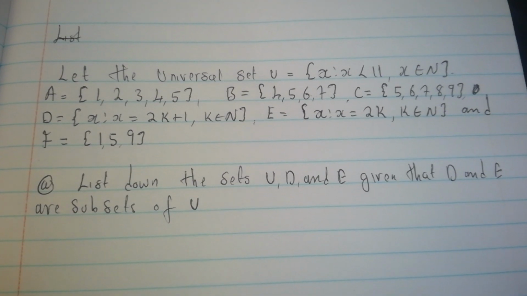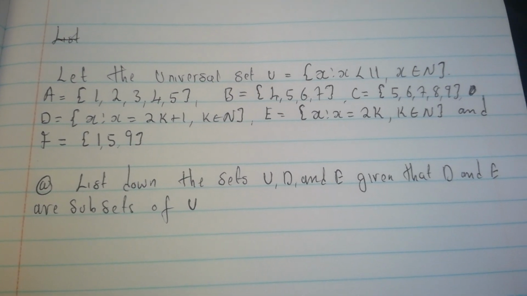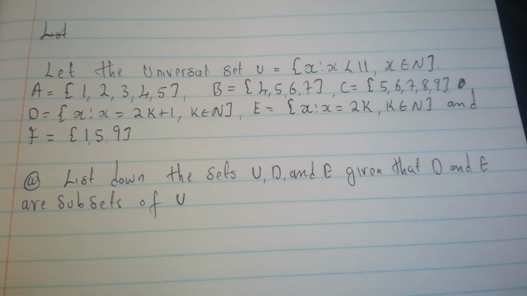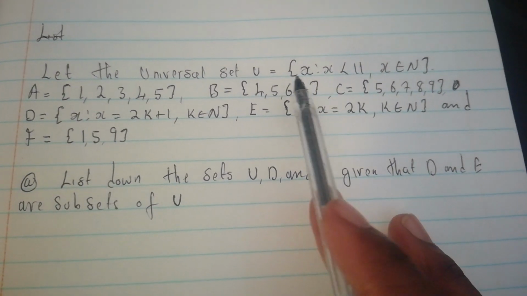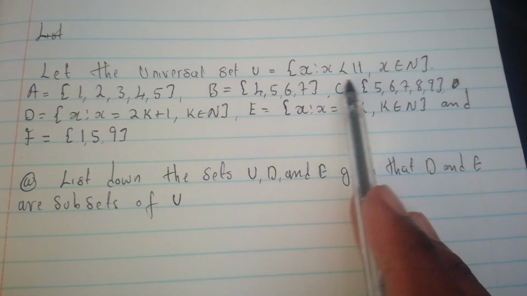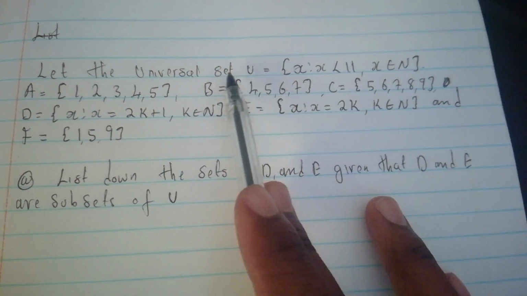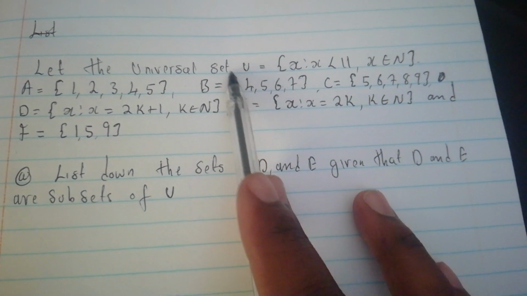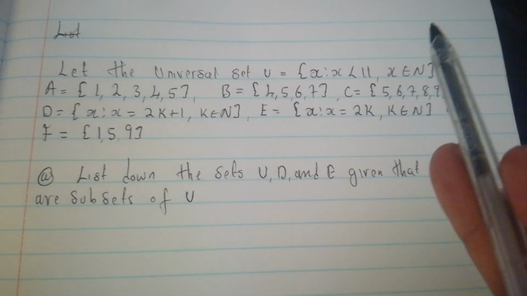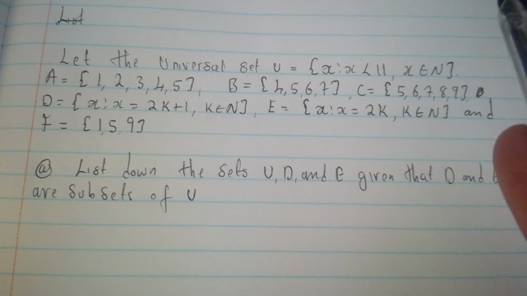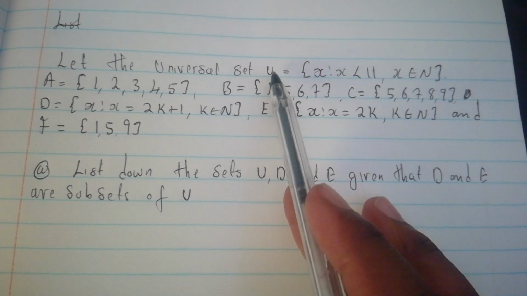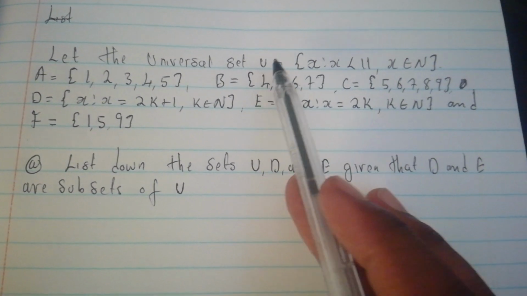So the question says, let the universal set U be defined by a set builder notation, and the universal set has been denoted by U. And usually it is the case that most of the times when they're talking of the universal set, they will denote it with U.